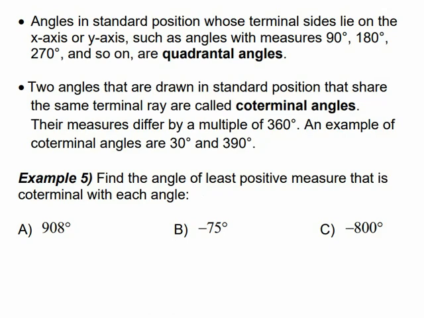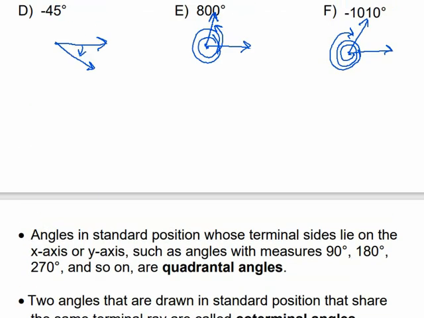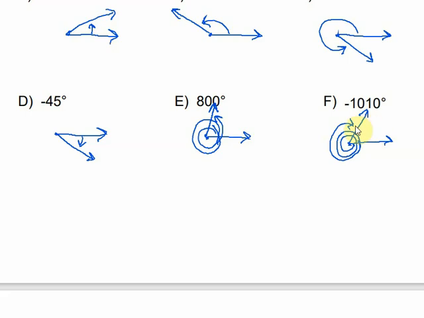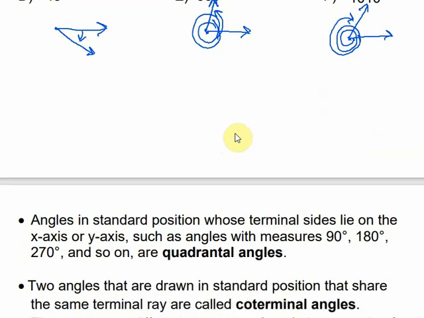Two angles that are drawn in standard position that share the same terminal ray are called coterminal angles. Their measures differ by multiples of 360 degrees. So an example of coterminal angles are 30 degrees and 390 degrees because they differ by 360 degrees. Just like the examples that we did here, we went around the circle several times, so each time we go around, those are coterminal angles.